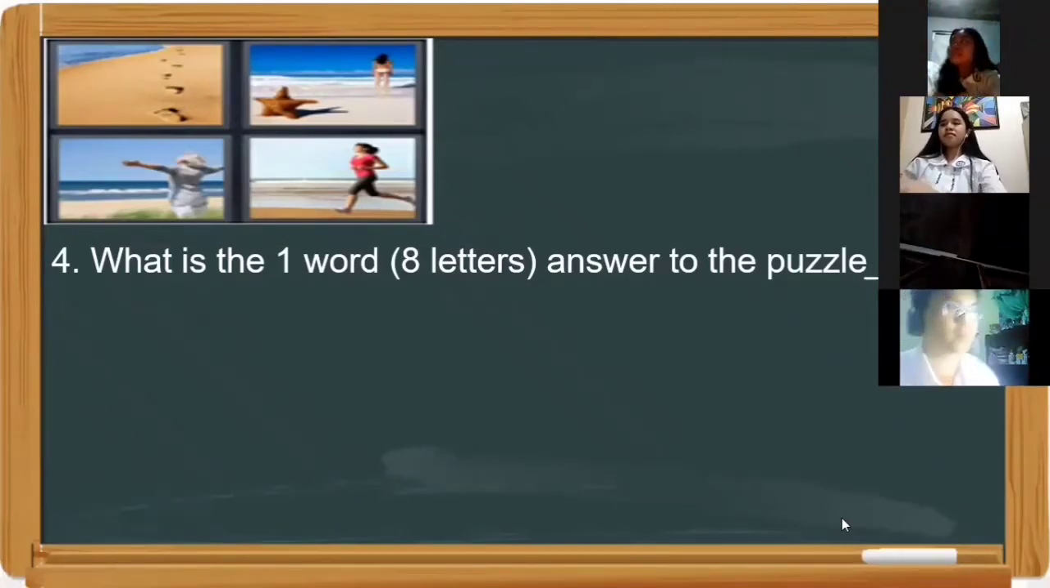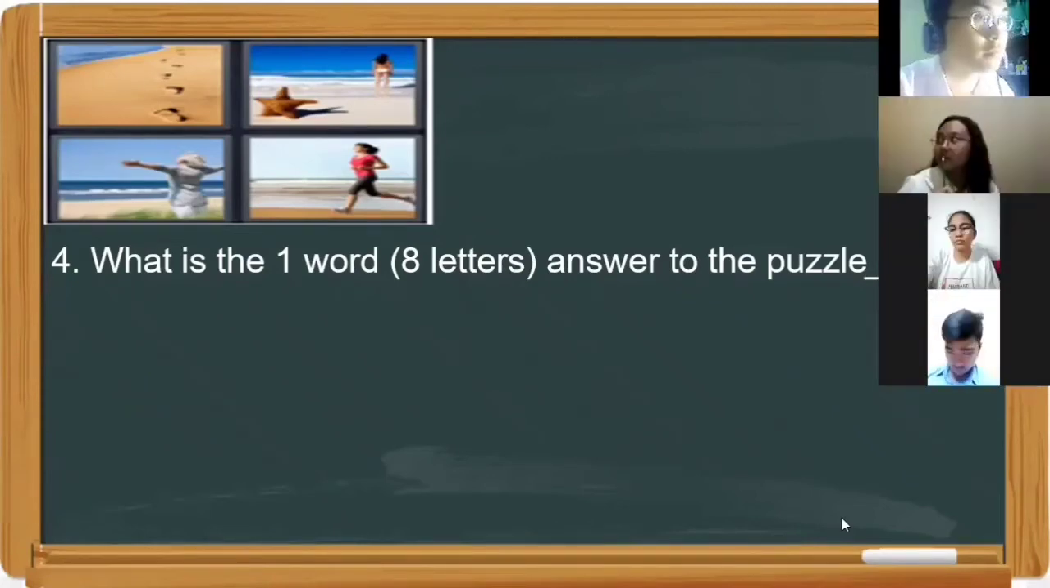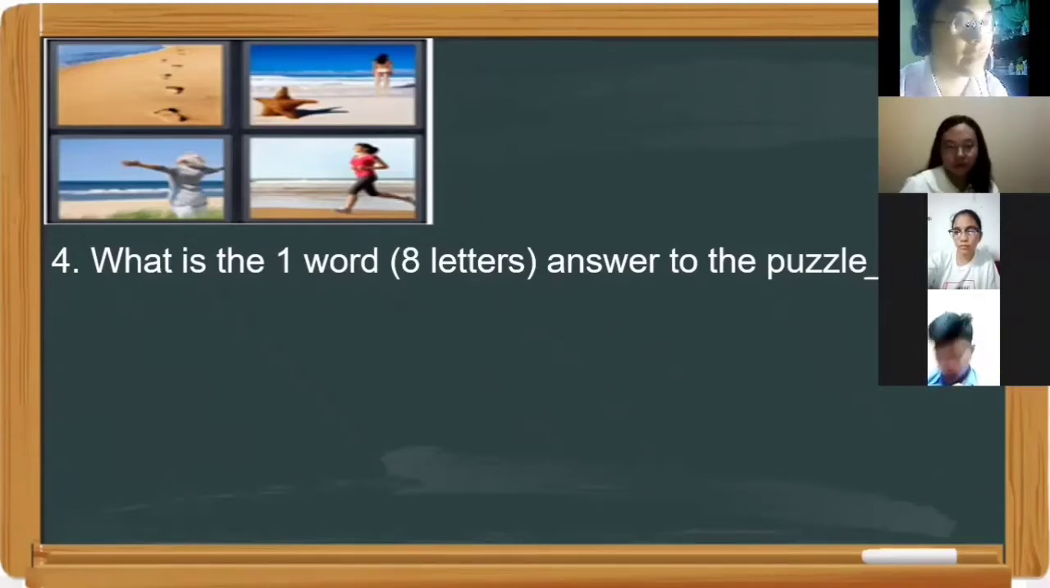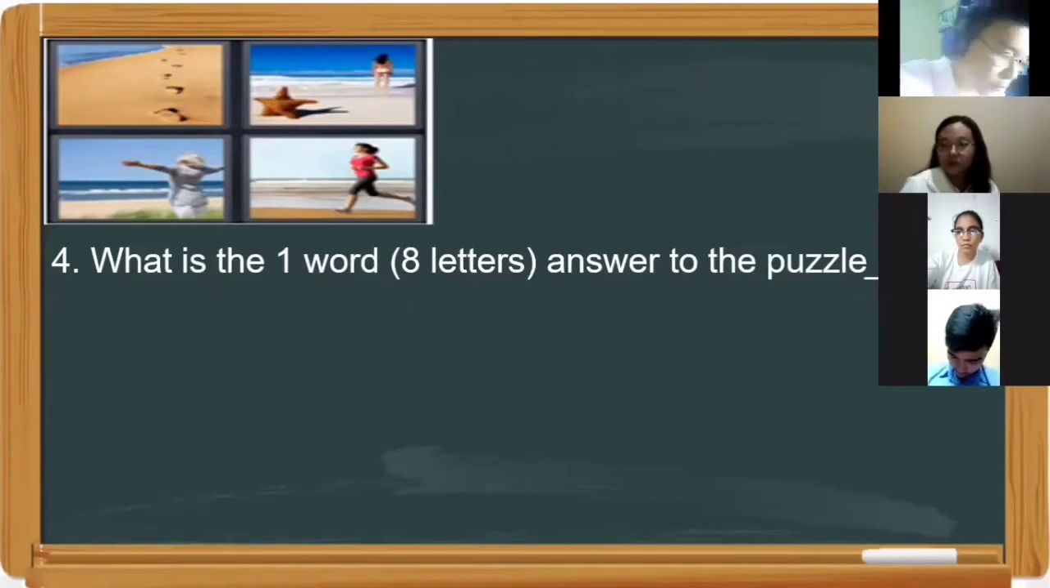Jerome. 8 letters. Nigel. Ayan, si Nigel. What is the one word, 8 letters answer for this puzzle? Desert. I think. Yeah, desert. Desert? 8 letters, ha? Desert.